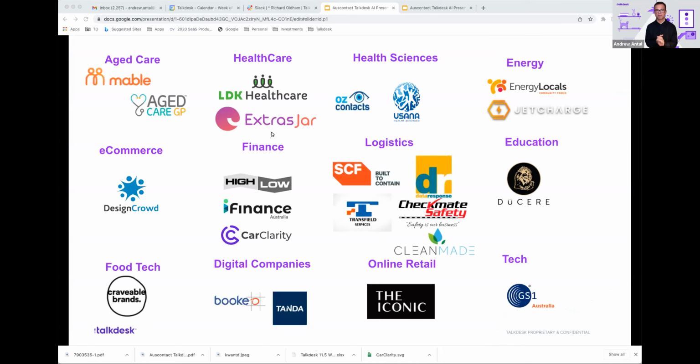And then here's just a flavor of some of our customers in region and the industries that we engage with. So aged care with Mabel, the iconic from a retail standpoint, a lot of customers in that finance, logistical sort of space like Car Clarity Loan Market, Craveable Brand. So we've got a real cross section of customers, both large and small, as well as across the respective industries. So being a cloud provider, we're able to deliver a great CX solution across a range of environments.